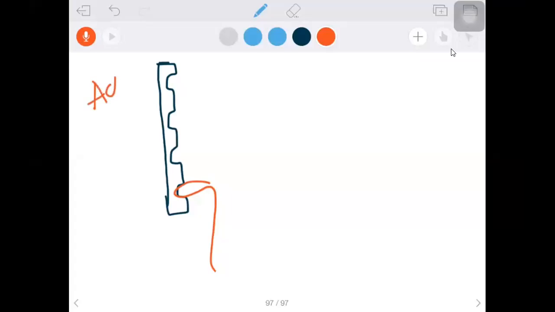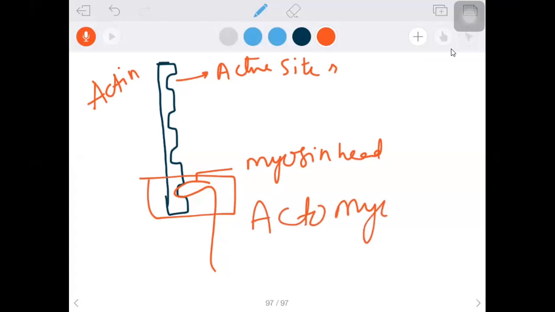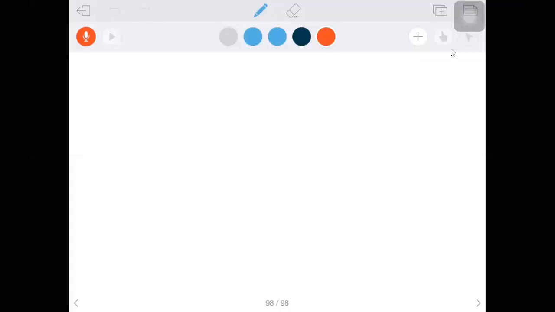Imagine this is the actin filament, and these are all the active sites. This is the myosin head. So this is the actomyosin complex, or we call this the cross bridge. The cross bridge. So what is happening with this particular cross bridge that we need to see here?